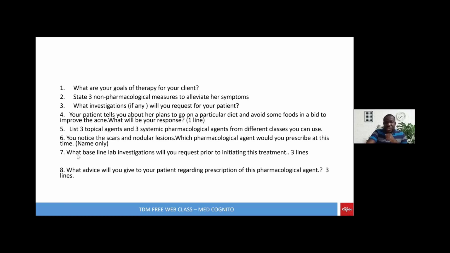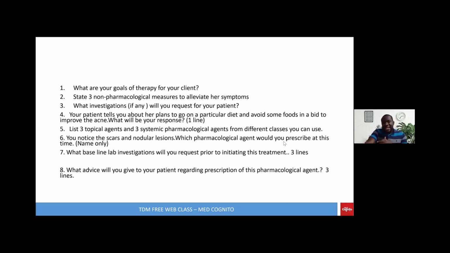Number 7, what baseline lab investigations? So let's see the answers for that. I see Accutane, retinoids. Like I said, retinoids is broad. If you say Accutane, you are giving a trade name or a brand name. You're better off going with generics. All right, so let's move on to number 7.